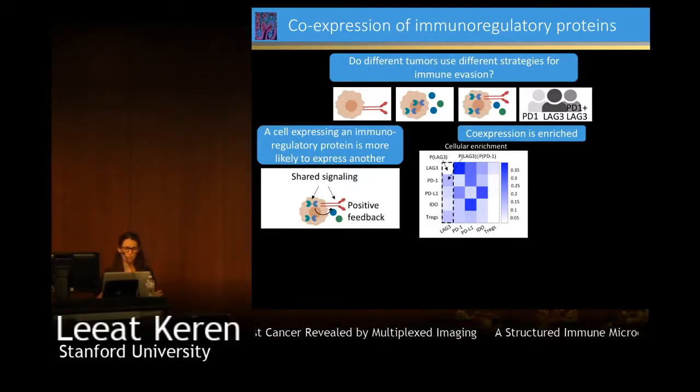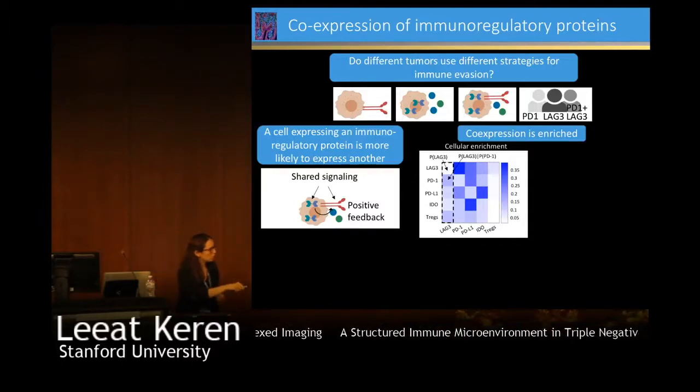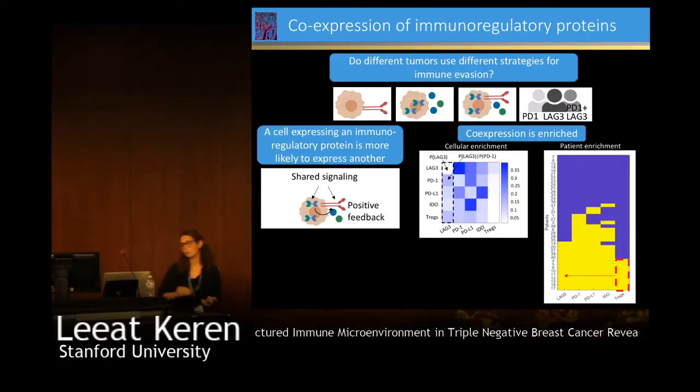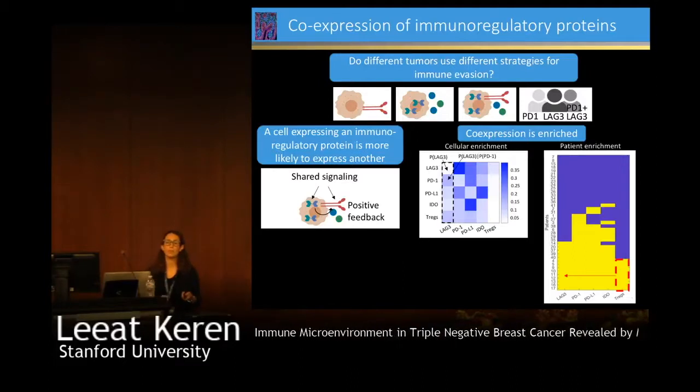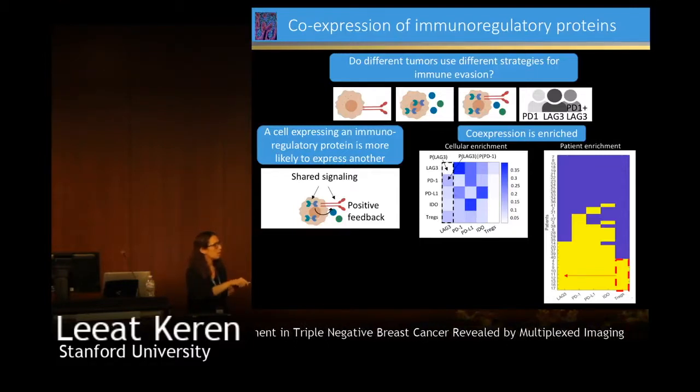We also looked at this, of course, at the patient level, and we also find enrichment at the patient level. And so here, for example, you can see that all of the patients that have Tregs in their tumor also express IDO, PD-L1, PD-1, and LAG-3. And this is, of course, very important for combination therapy because it will suggest that maybe what we do when we give combination therapy is going to help these patients.